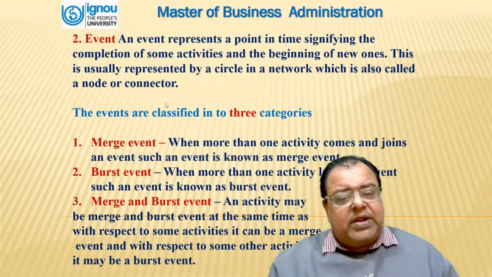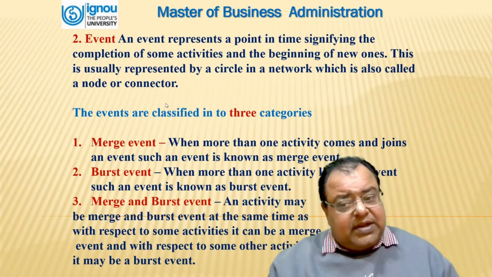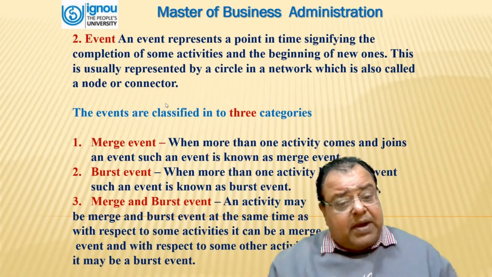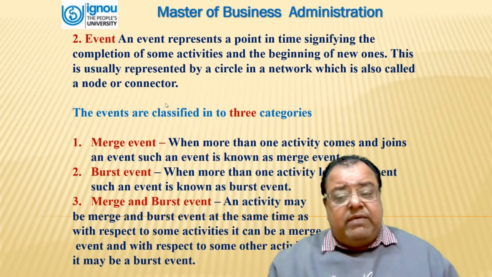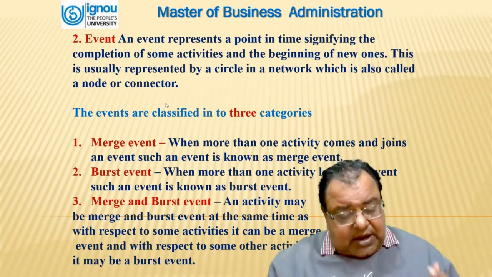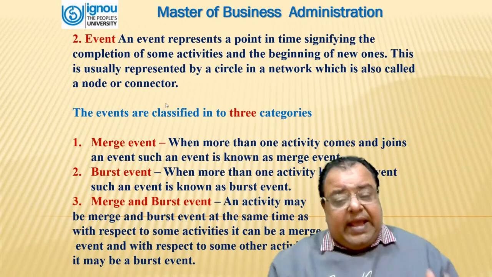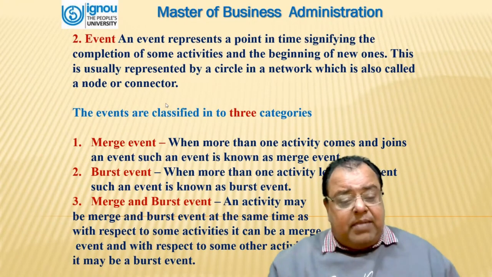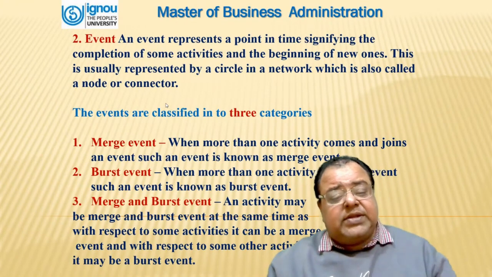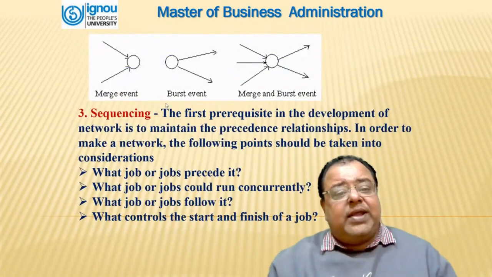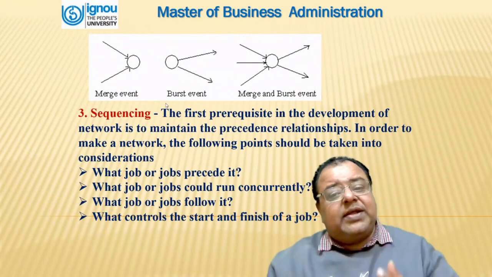First one is merge event, where more than one activity comes and joins an event. Such an event is known as a merge event. Second one is burst event, when more than one activity leaves an event. Such an event is known as a burst event. And third one is merge and burst event. An event may be merge and burst at the same time, as with respect to some activities it can be a merge event, and with respect to some other activities it can be a burst event. Here we can see what is meant actually by merge event, burst event, and merge and burst event.